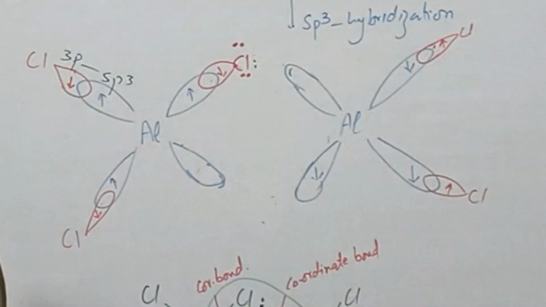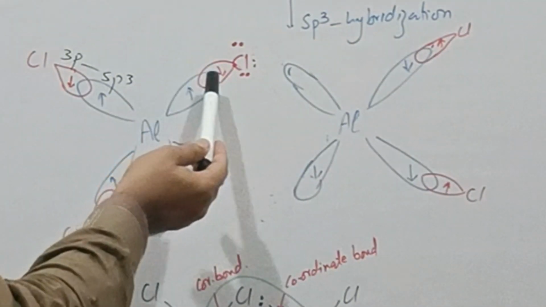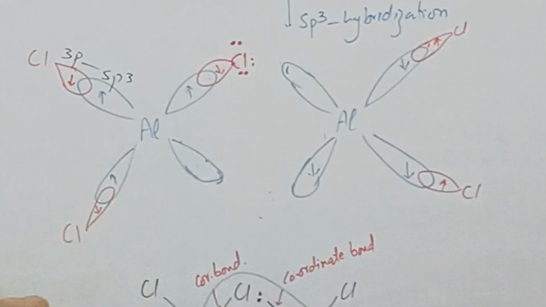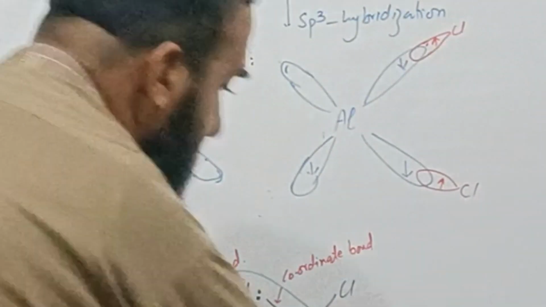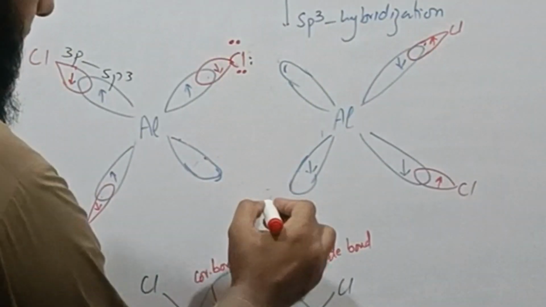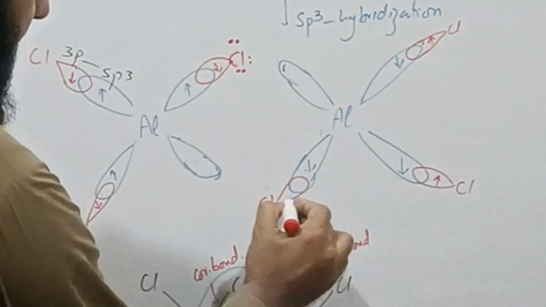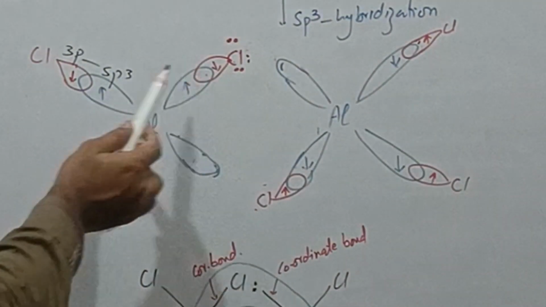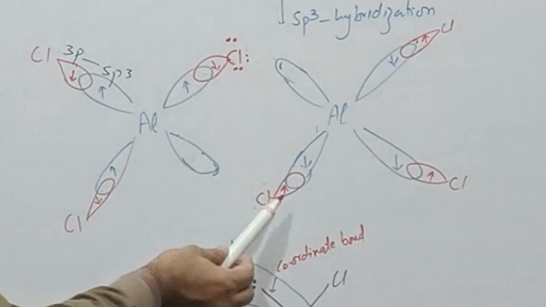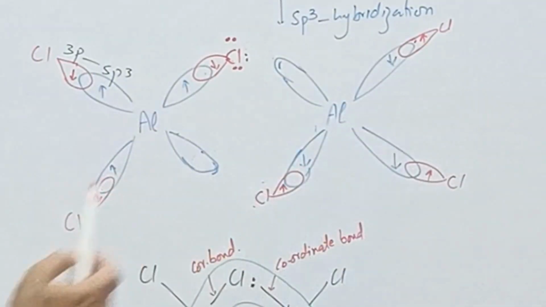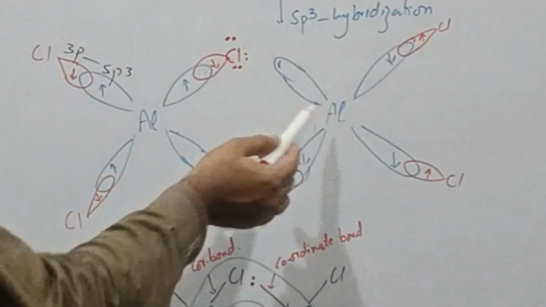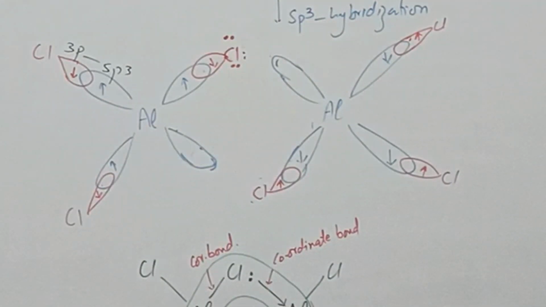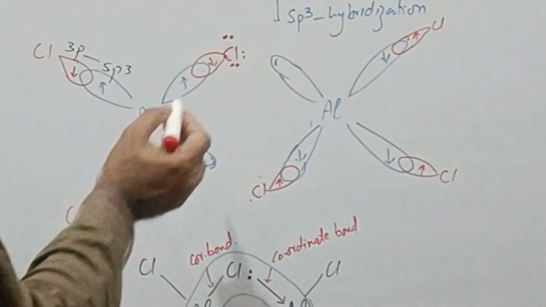This is the partially filled orbital of aluminum overlapping with the 3p orbital of chlorine, and a simple covalent bond is formed. Similarly, this chloride forms a simple covalent bond. So in this state this is Al2Cl6 and in this state this is AlCl3. Both are electron deficient in this state. So how does it remove its electron deficiency?